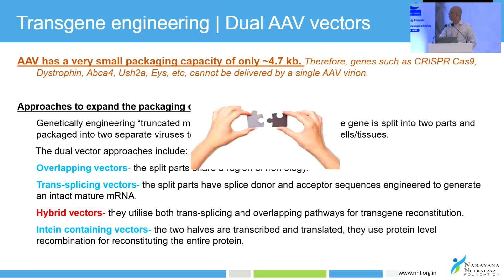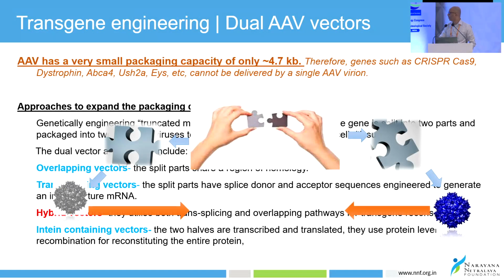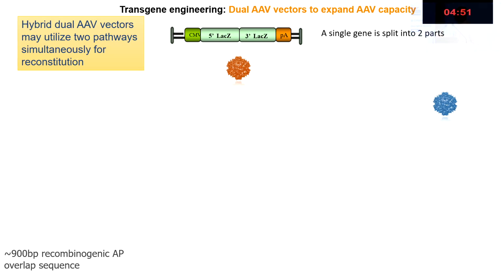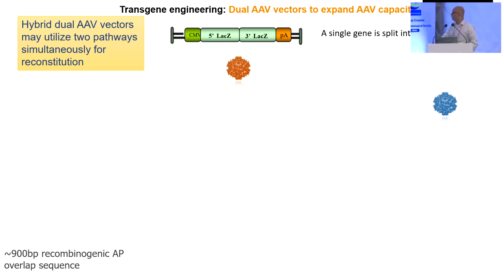patent. This is a very simplified version of what the dual vector strategy is: to take a piece of gene, split it into two, package them into two different AAV virions, and inject it into your target cell or tissue, and they get combined, reconstituted inside the cell. So how does it actually work? A single gene is split into two parts, and it gets packaged in two different virions.